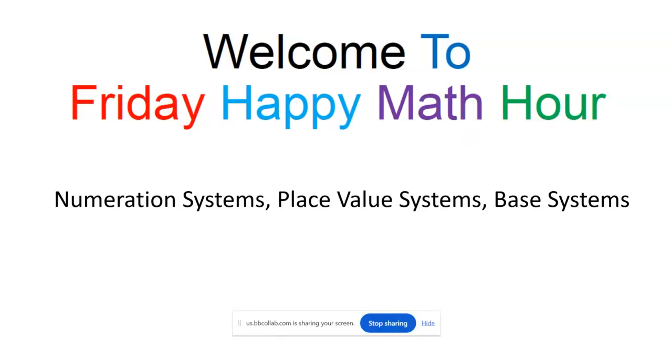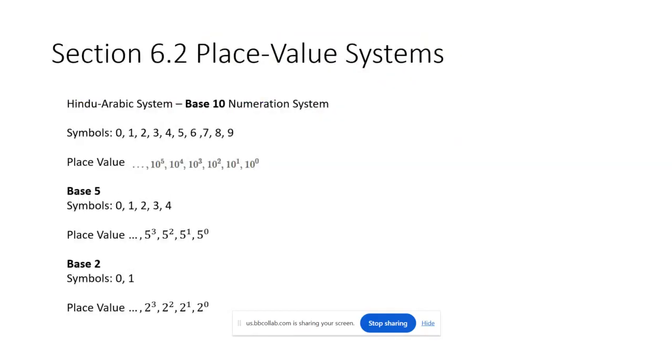So this week we're covering enumeration systems, place value systems, and base systems. And we're also going to talk about prime numbers. This is a continuation from studying the ancient numerations. Last Friday, we talked about the Babylonian, Egyptian, and Mayan, and especially the Mayans and the Babylonian had place values. So now we're going to continue with that, but we're going to do it in different bases.